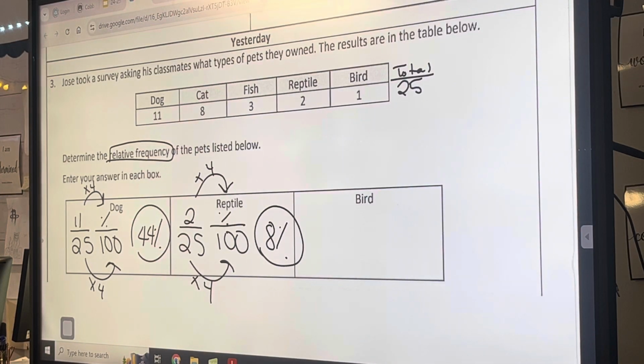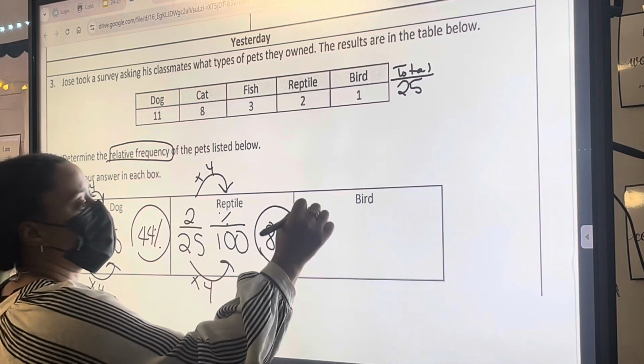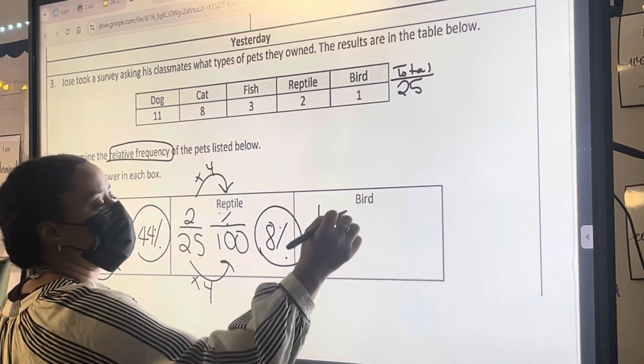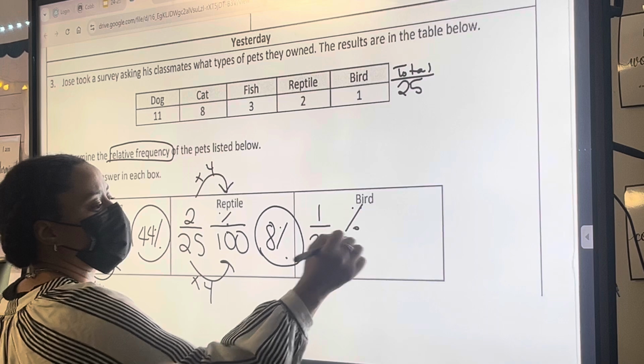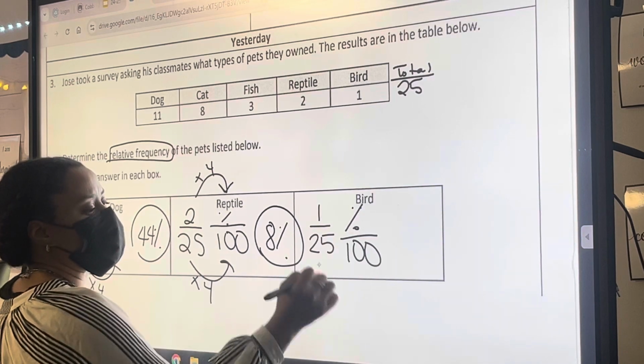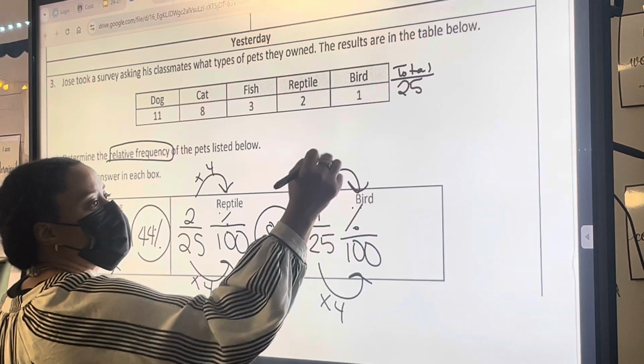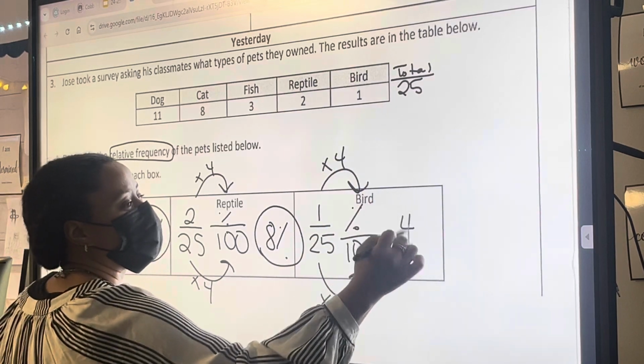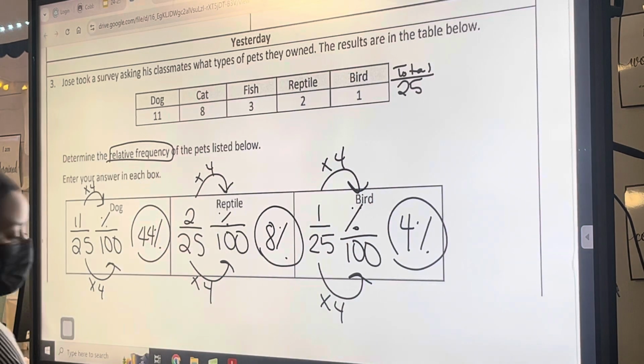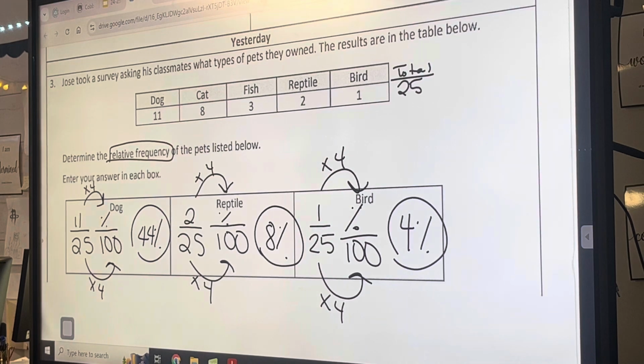So what is our part over whole for bird class? Part over whole. 1 over 25. Percent is always over 100. What did I multiply to get to 100 here? So what do I need to multiply here? So what's the answer? 4%. Good. Awesome. Any questions? Good job.